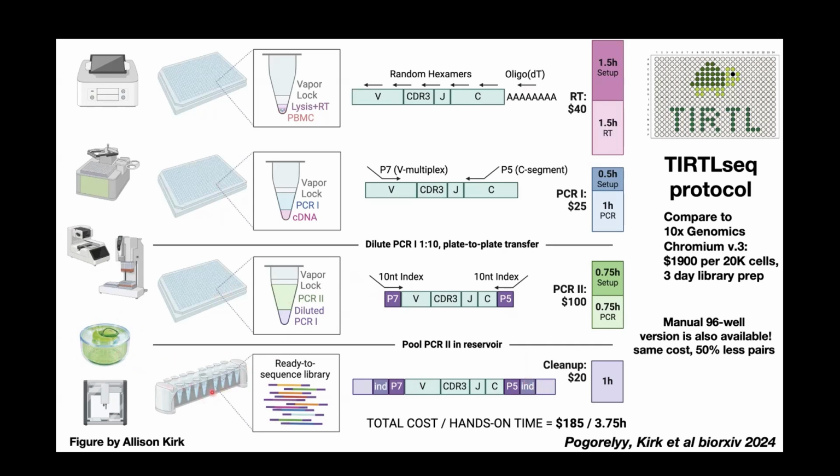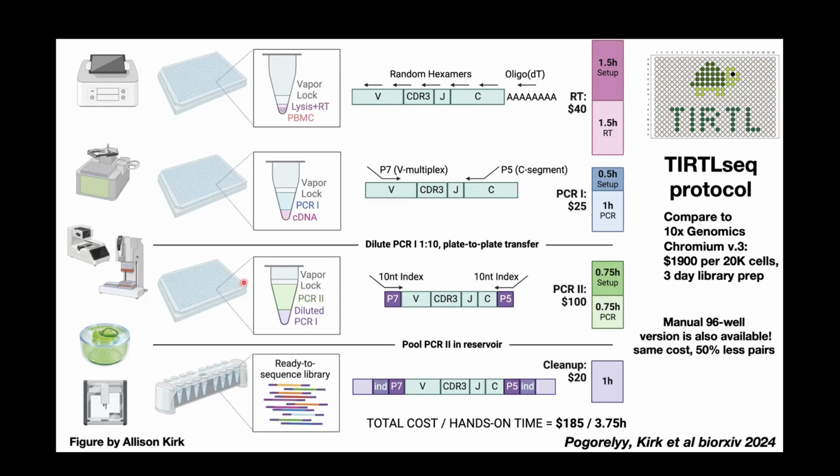So the whole process takes maybe 5-6 hours, and hands-on time is really small here. And the cost per one 384-well plate for reagents is less than $200. You need quite a bit of equipment to run this. So you need non-contact liquid handlers, and you also need something to do a plate-to-plate copy to transfer PCR1 into PCR2.